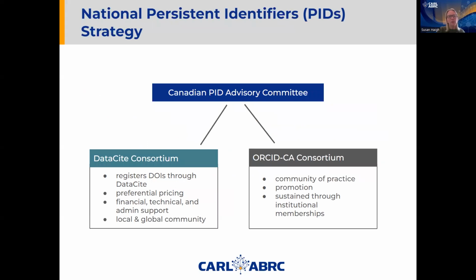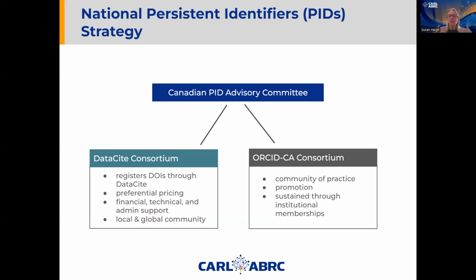I mentioned that we also have in Canada two consortia that together advance our national persistent identifiers strategy. It's governed loosely by an advisory committee of stakeholders, including me, but including many national organizations. We have a DataCite consortium and an ORCID.ca consortium, and both of those are member organizations, and most of our members, CARL members, are members of these consortia as well. But they're also funded by the Alliance.